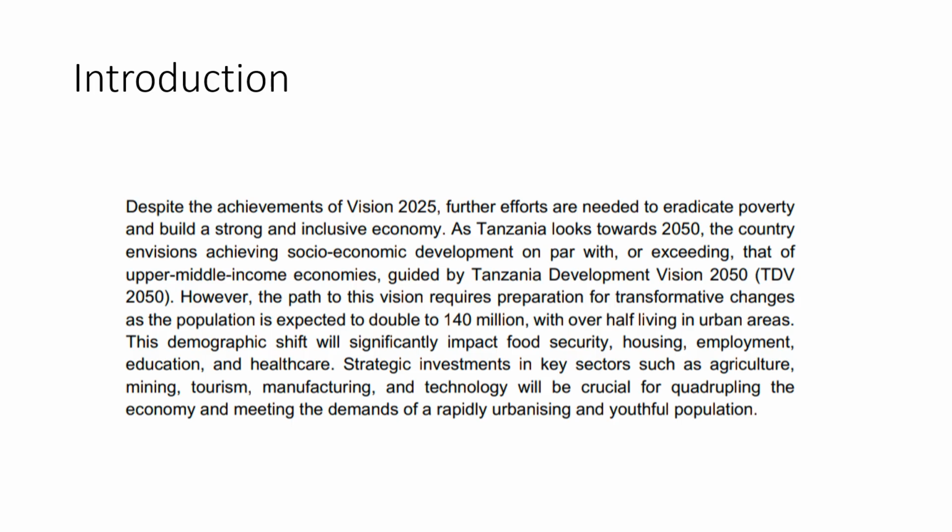So as I mentioned earlier when talking of development visions, we have somewhere we want to reach, we have minimum resources, but we need to prioritize. So as you can see, strategic investment in key sectors is mentioned: agriculture, mining, tourism, manufacturing, and technology. So yes, other sectors are important as well, but these ones are seen to be the priority areas that will be driving the economy of the country to help us reach Vision 2050.